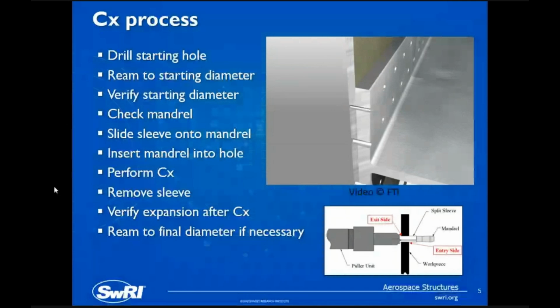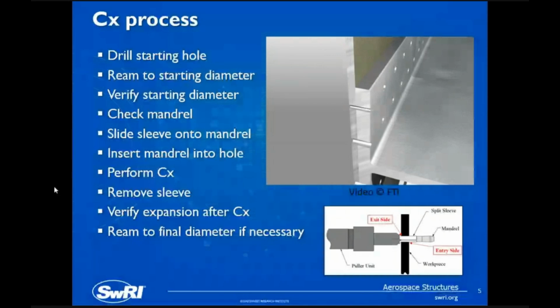You're drilling a starting hole, then you're going to ream it out to the starting diameter. After that, you'll see a little quality control step of verifying that starting diameter and checking the size of the mandrel. So here's quality control, checking the size of that hole diameter, making sure that you're within the required range. And then here's the mandrel that's going to be pushed through the hole. And that's approximately the same size as the hole, but you'll see in just a second a little sleeve getting slipped on.